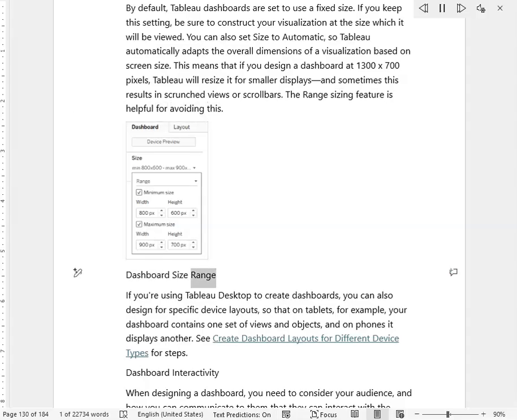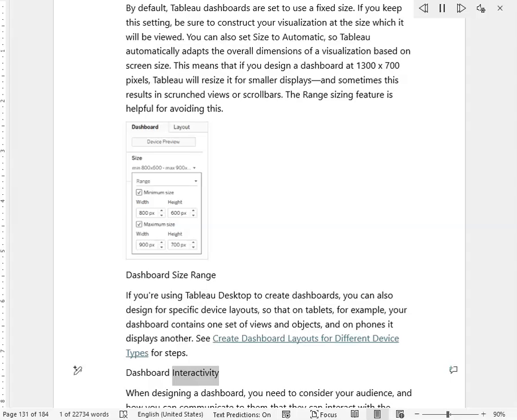Dashboard size range. If you're using Tableau Desktop to create dashboards, you can also design for specific device layouts so that on tablets, for example, your dashboard contains one set of views and objects, and on phones it displays another. See Create Dashboard Layouts for Different Device Types for steps.